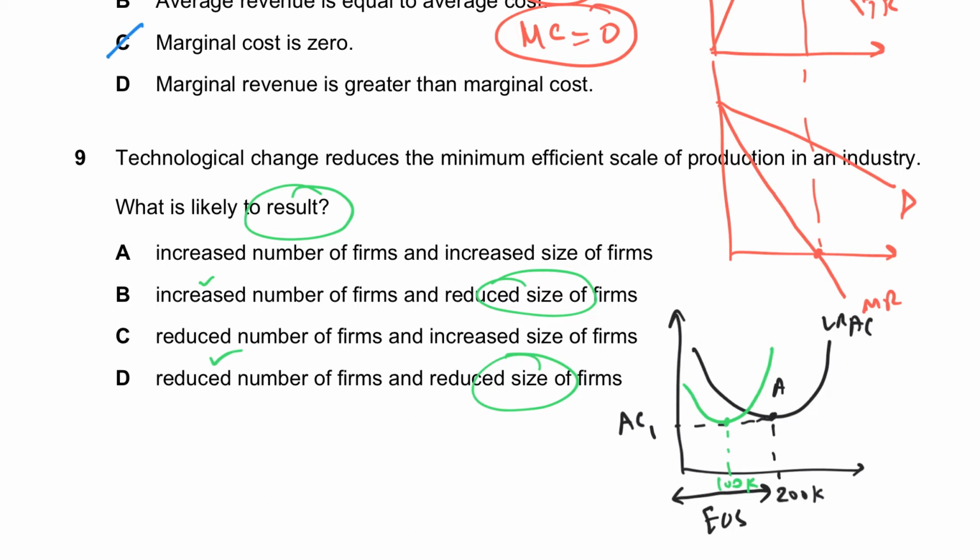Now, will the number of firms go up or down? Because A says increased number of firms, B says increased number of firms, and D says reduced number of firms. And the answer is, well, there will be an increased number of firms, because it becomes easier for firms to enter when the minimum efficient scale is not so big. If the minimum efficient scale is reached at a very large output, then a lot of firms will shy away, because they know that they will not be able to achieve economies of scale that easily. But with the minimum efficient scale happening quicker, a higher number of firms can enter the market. So B is the right answer.